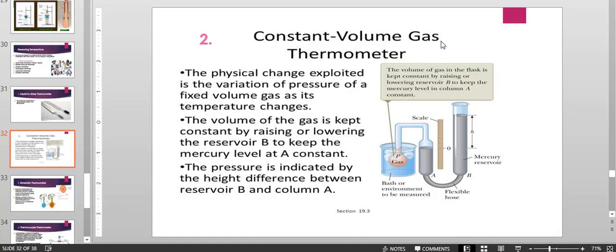Then we have another type of thermometer known as the constant volume gas thermometer. In this, the pressure of a fixed mass of gas at constant volume varies uniformly with the change in temperature. The physical change exploited is the variation of pressure of a fixed volume of gas as its temperature changes. The volume of the gas is kept constant, as the name shows, constant volume, by raising or lowering the reservoir B to keep the mercury level at A.